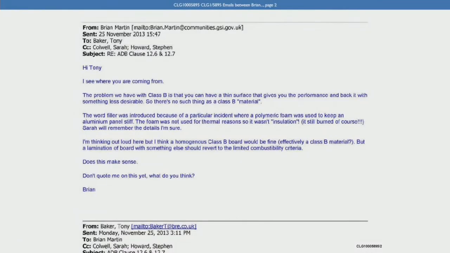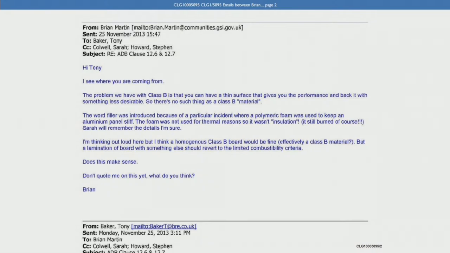Hi, Tony. I see where you're coming from. The problem we have with Class B is that you can have a thin surface that gives you the performance and back it with something less desirable. So there's no such thing as Class B material. The word filler was introduced because of a particular incident where a polymeric foam was used to keep an aluminium panel stiff. The foam was not used for thermal reasons, so it wasn't, quote, insulation, close quotes, exclamation mark. It's still burned, of course, three exclamation marks. Sarah will remember the details, I'm sure.